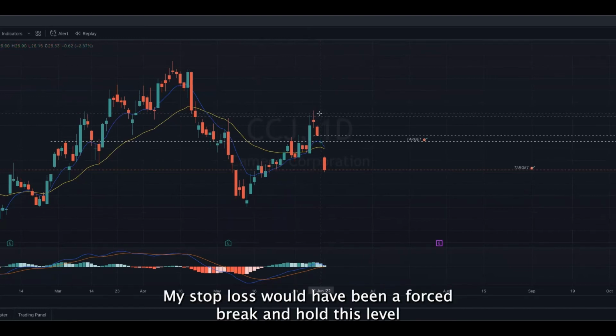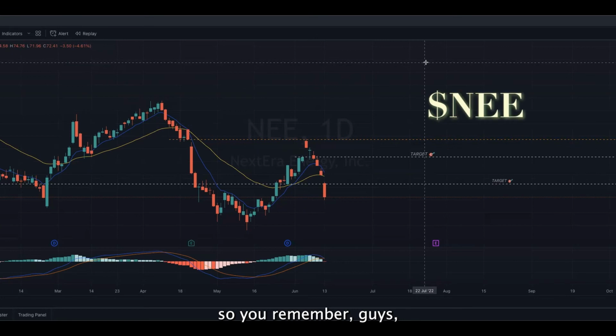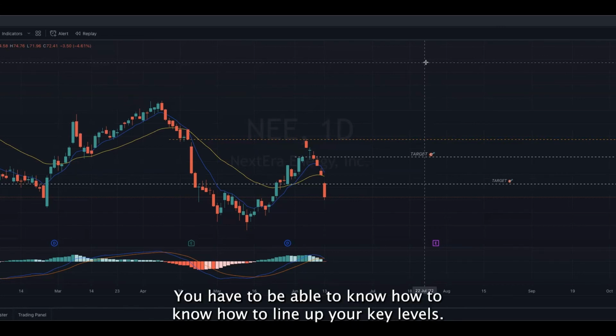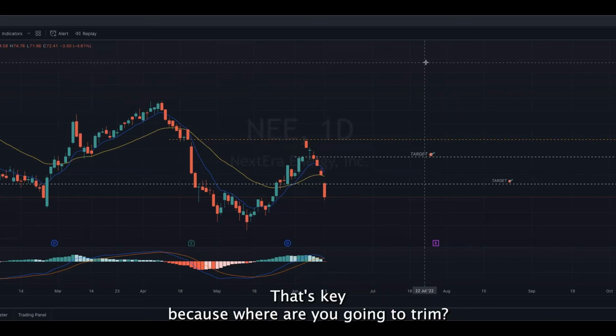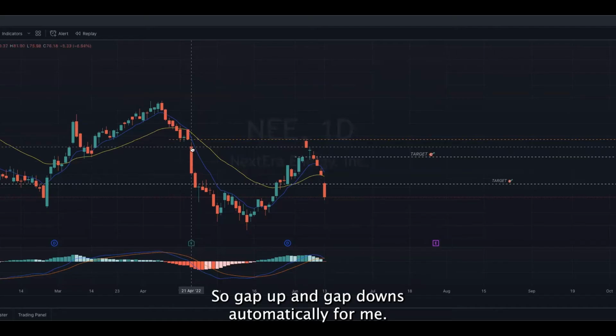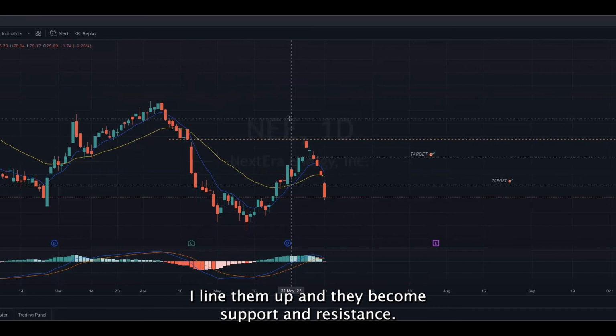My stop loss would have been, of course, break and hold this level. So, you remember, guys, I told you that you have to know when to enter. You have to know where your stop loss and your targets are, right? And those are all key levels. You have to be able to know how to line up your key levels. That's key, because where are you going to trim? Where are you going to exit, right? How much room do you have to the downside? How much room until you hit your next support? So gap ups and gap downs, automatically for me, I line them up and they become support and resistance.